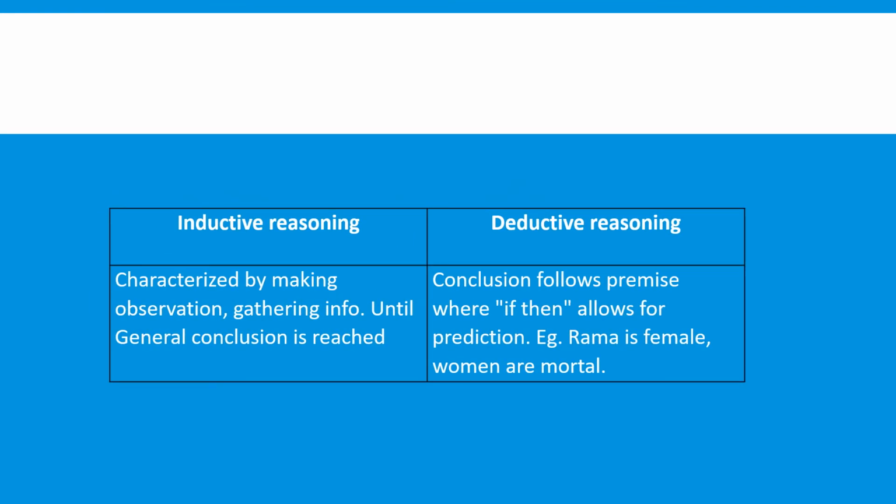Inductive reasoning means making observations and gathering information until a general conclusion is reached. Deductive reasoning is where a conclusion follows from a premise, where if-then allows for prediction. For example, if Rama is female, and all women are mortal.